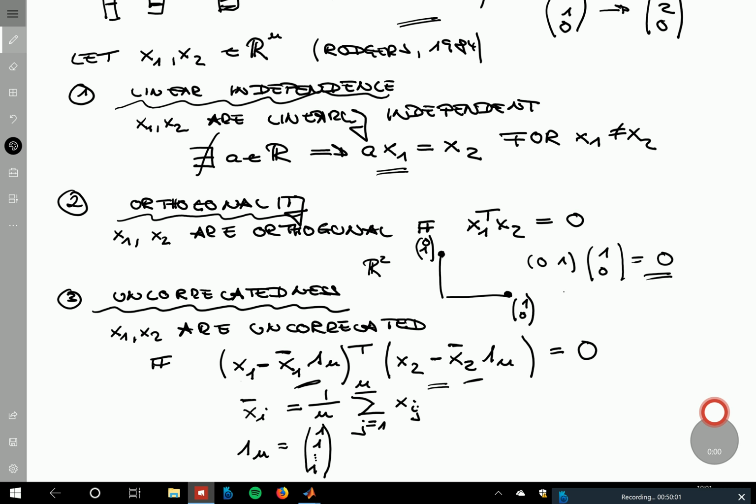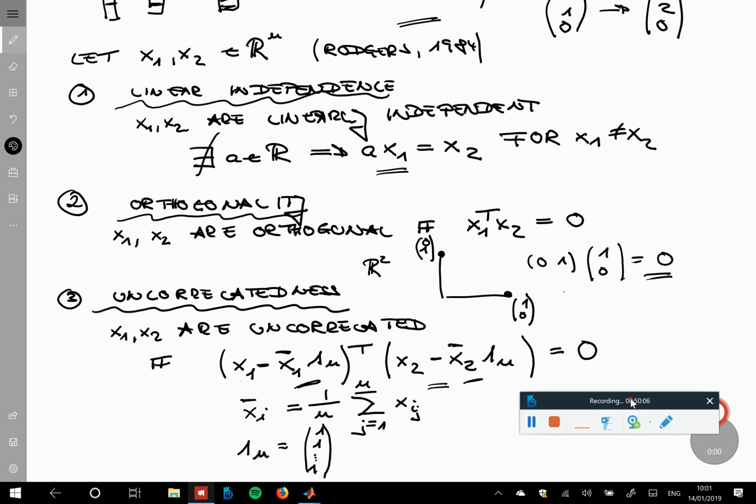Okay, if there are no further questions at the moment, then let's stop here, and next time we will talk about the statistical efficiency of event-related fMRI designs.